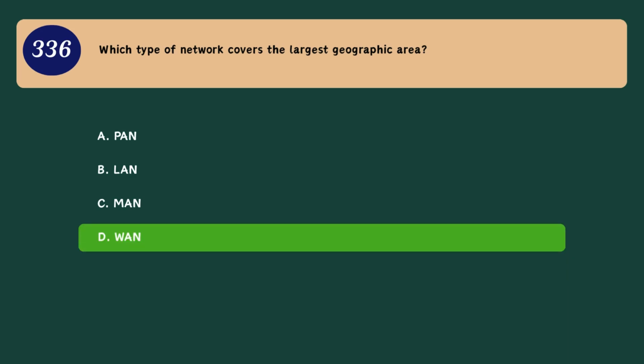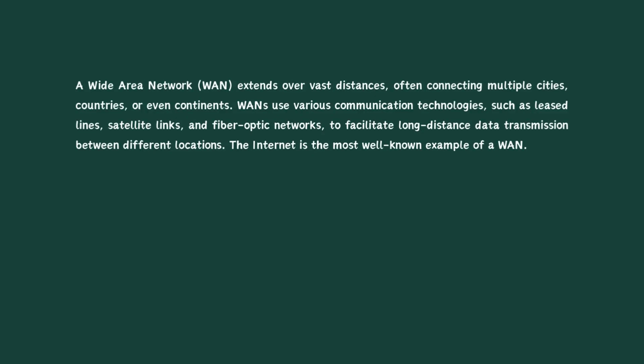Correct answer. D. WAN. A wide area network extends over vast distances, often connecting multiple cities, countries, or even continents. WANs use various communication technologies, such as leased lines, satellite links, and fiber optic networks, to facilitate long-distance data transmission between different locations. The Internet is the most well-known example of a WAN.